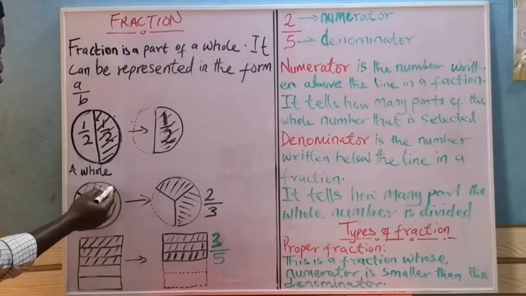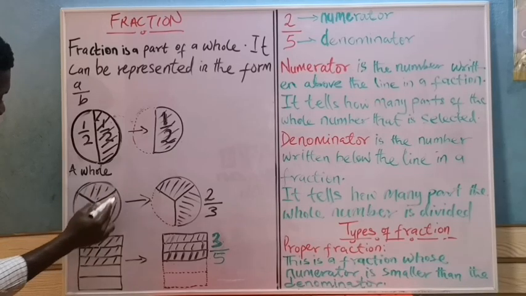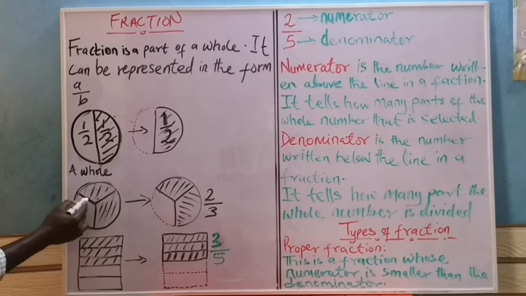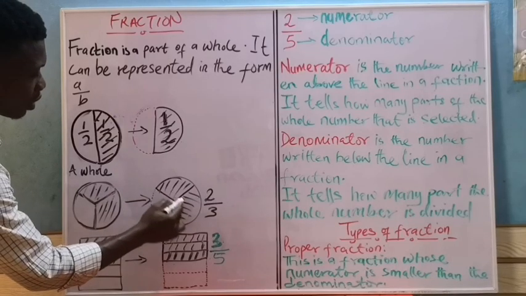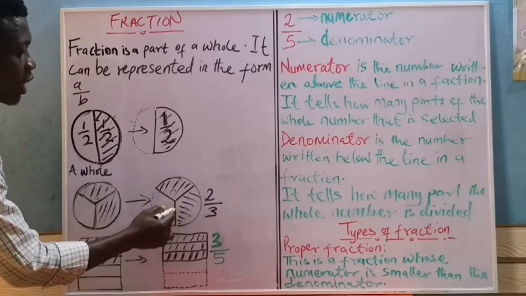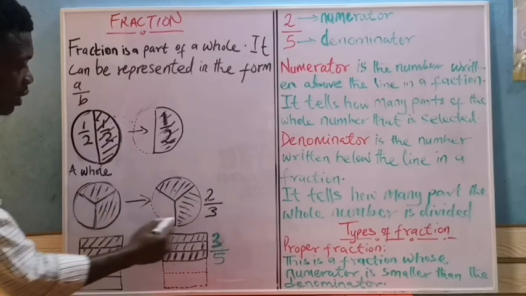Now, if I happen to divide the apple into three, like I have here, and I take only two parts of it, then I will say that I have taken two out of the three that I shared the apple into.